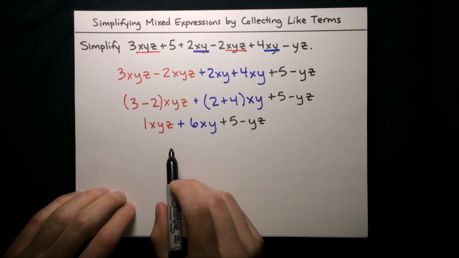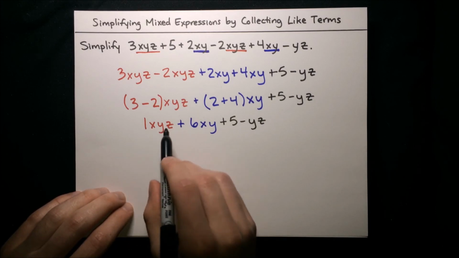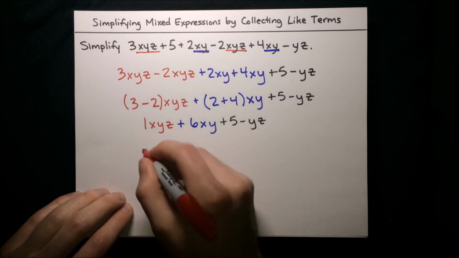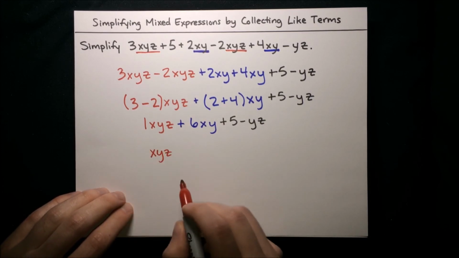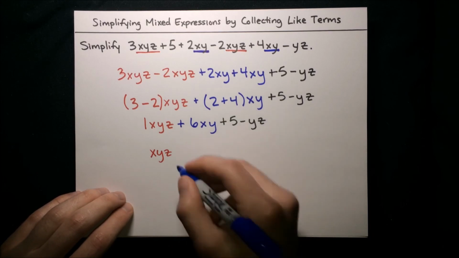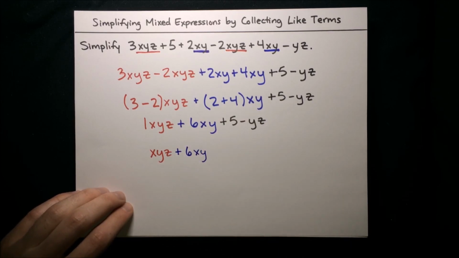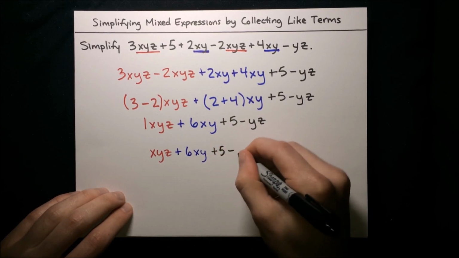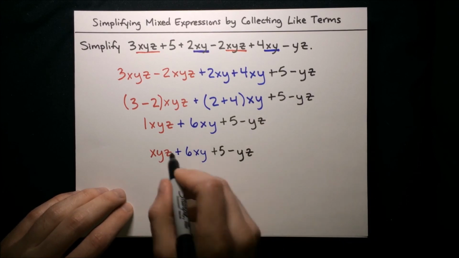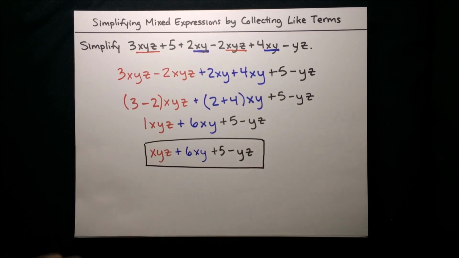And then why don't we, just to write this cleaner, a 1 as a coefficient, we can just get rid of that. We can just write this as xyz. That has the same meaning as 1xyz. So we'll just do that. 1xyz plus 6xy, and then plus 5 minus yz. And there we go. We're done. We've simplified it as far as we can go.